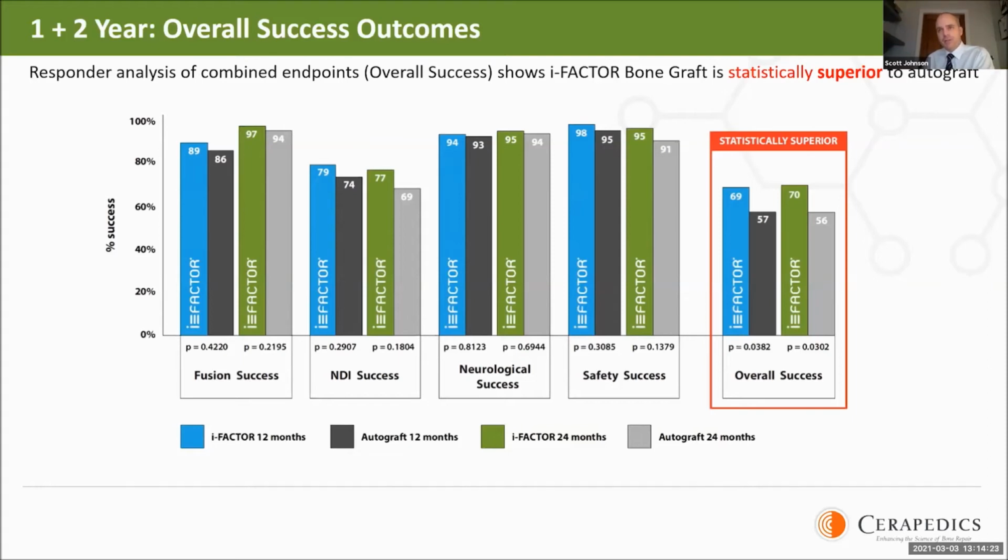And in that regard, in terms of the overall success analysis, iFactor patients did statistically better than those treated with autograft. And that's the first time any study involving a bone graft has been able to demonstrate statistical superiority compared to autograft in overall outcome measures.